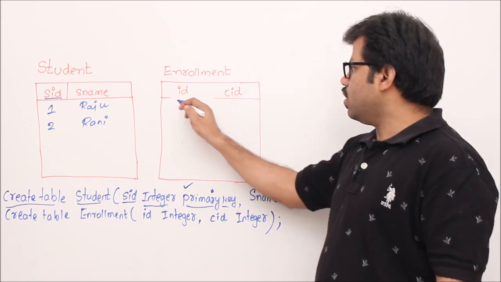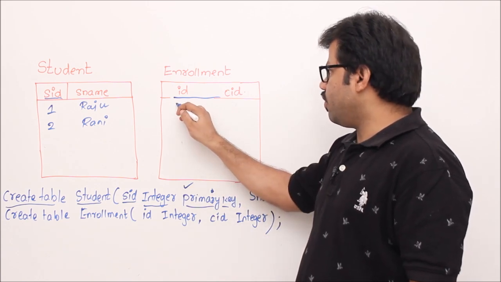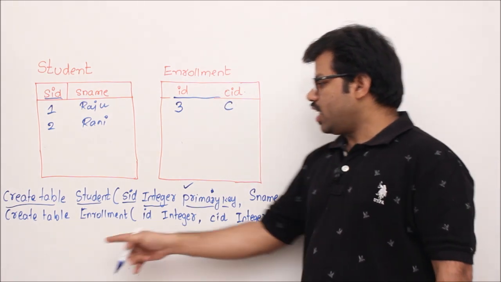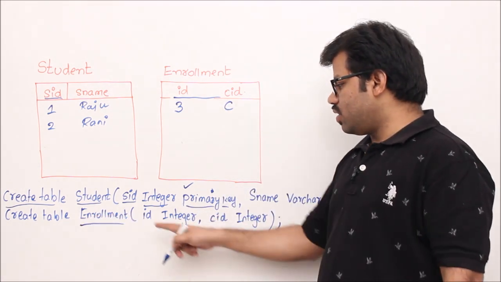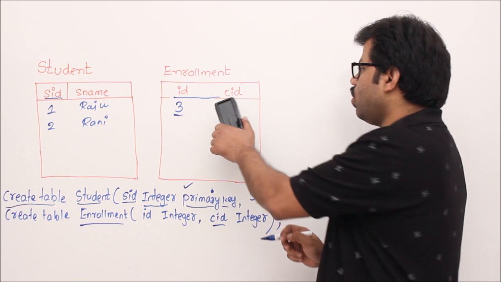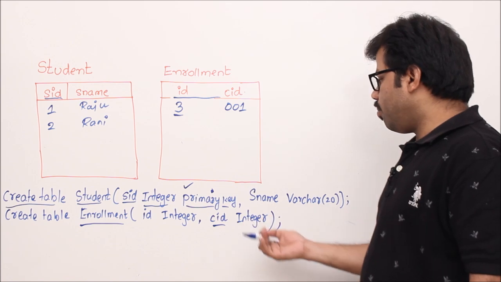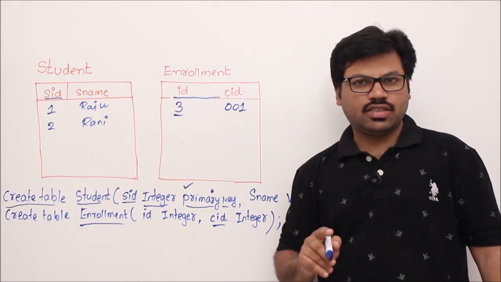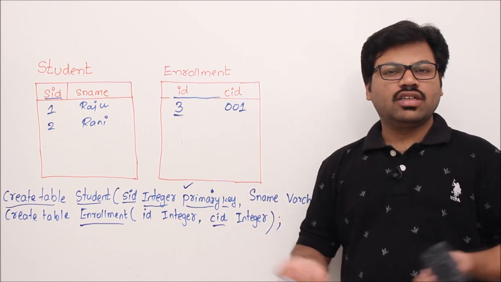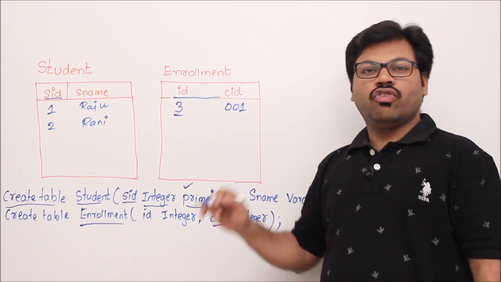Now see this situation. What if I make an entry like this, where ID is 3 and course is C? Some student is taking course C. With respect to only the enrollment table, you simply said ID should be integer. Yes, ID is integer. CID is integer. So let's take integer. Course ID is 001, which is the C course, let's say. Yes, perfectly, I am ensuring the conditions. You said ID integer, yes. Course ID integer, yes. So what's the mistake I am making here? There is no mistake, but still for me it is a problem.